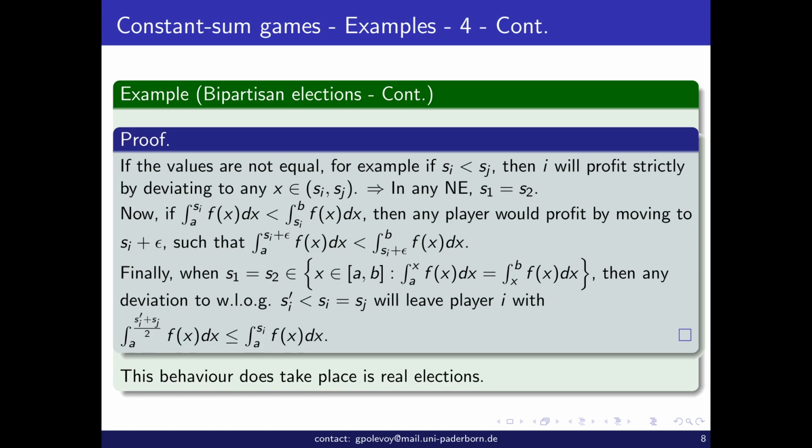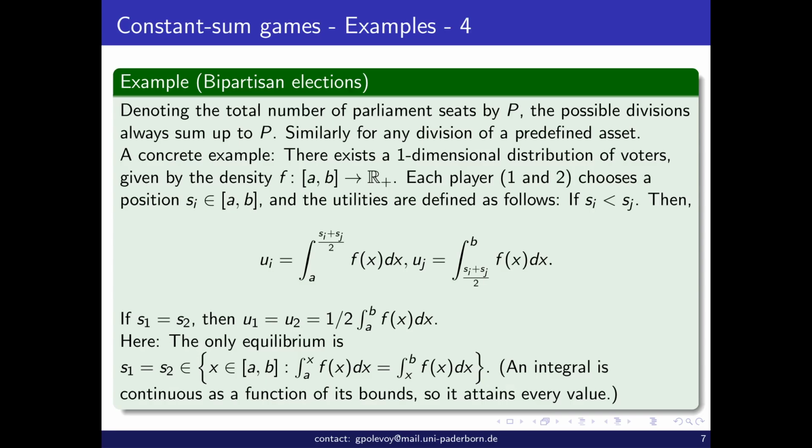And now we have to prove that if that is the case, if S1 is equal to S2 and they are both at this set where the integral, actually I need to assume that f is strictly positive. If, let's say, I said that in the beginning, that if I move a bit and I will strictly profit, I need to assume that f is strictly positive. Okay, so I'll assume that f is strictly positive.